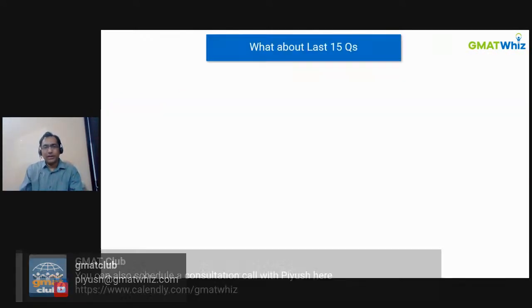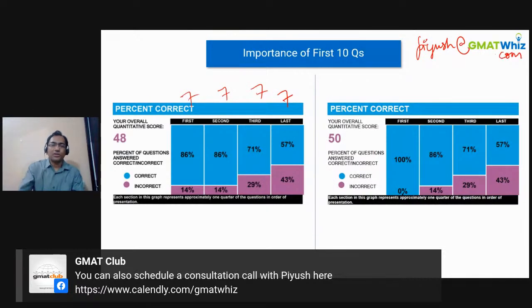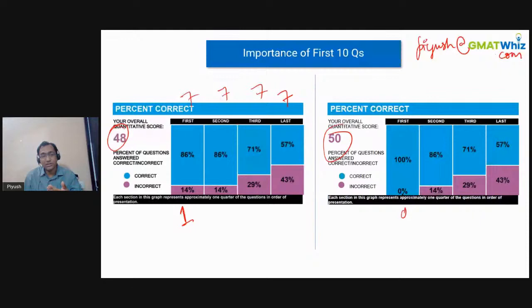The first student, let me actually go back to the slide again. Yeah, so the first student made one mistake in the first quarter, and the second student did not make any mistakes in the first quarter. The rest of it is exactly the same. But if you see the difference between the quant scores, it's a 48 versus a 50. Just 2 points, right? But these 2 points can actually lead to an overall difference of 10 to 20 points. That is a huge difference. It can be the difference between you getting a scholarship and not getting a scholarship as well.